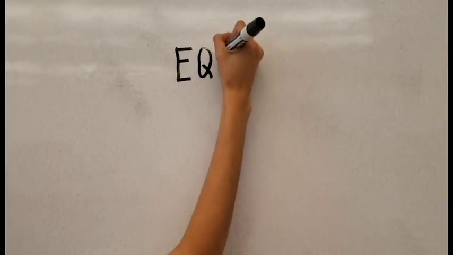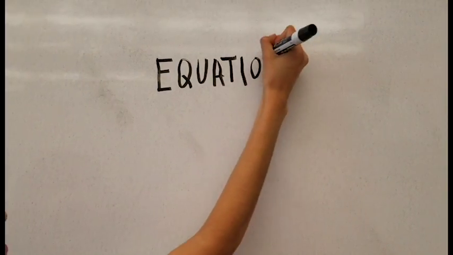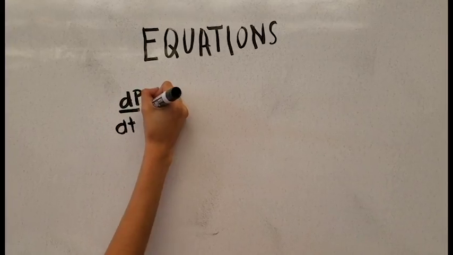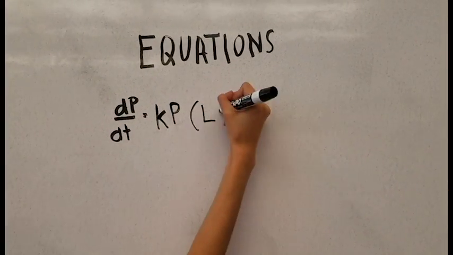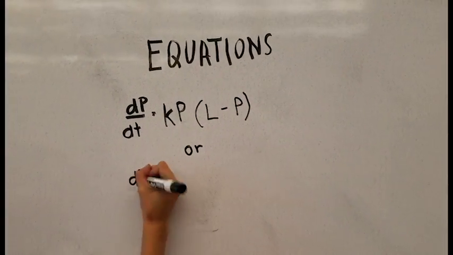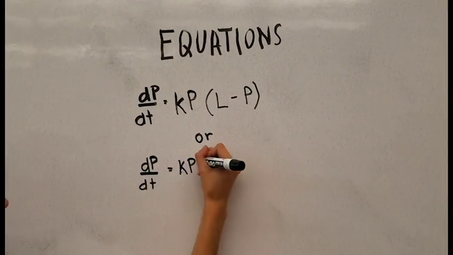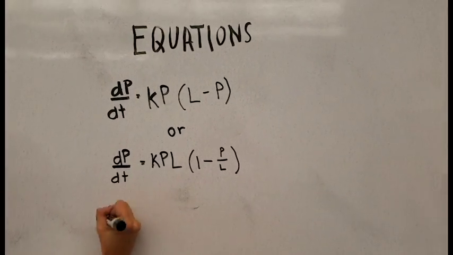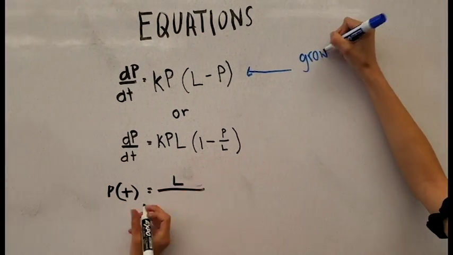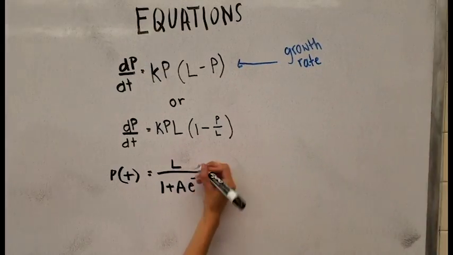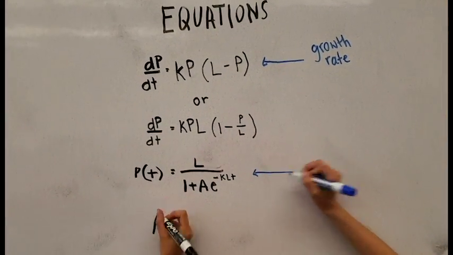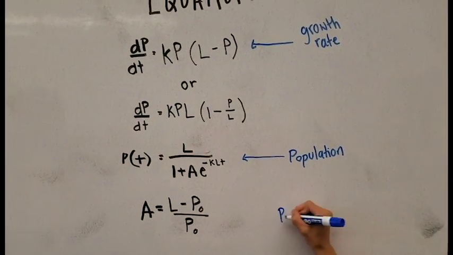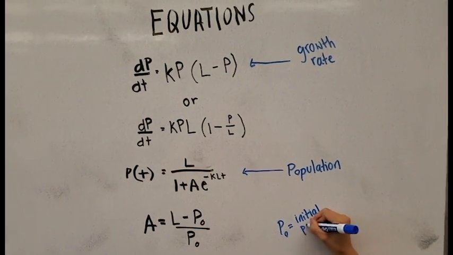There are 4 equations you need to know. The growth rate, which is dP over dt, equals kP times L minus P, or it can be rewritten as dP over dt equals kL times P times 1 minus P over L. Next is the population equation, P of t equal to L all over 1 plus A e to the negative kLt, where A is equal to L minus P sub 0 over P sub 0.